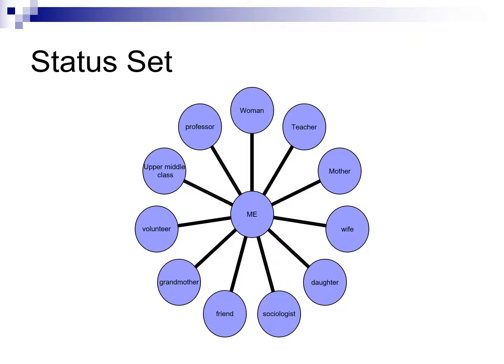So here's just some statuses, positions that I hold: woman, teacher, mother, wife, daughter, sociologist, friend, grandmother, volunteer, upper middle class, professor. All of that. There are even more. I cannot lose the status of being a pet owner, because that's something, again, that I have to fit into all of these other responsibilities that I have. So this is the positions that I occupy in the society.